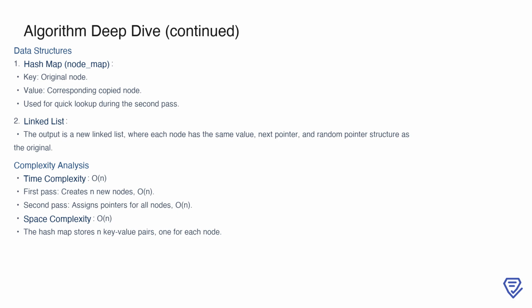In terms of complexity, the algorithm runs in O(n) time, where n is the number of nodes in the original list. This is because we make two linear passes through the list, one for creating nodes and another for assigning pointers. The space complexity is also O(n), due to the hash map, which stores a key value pair for each node in the original list.